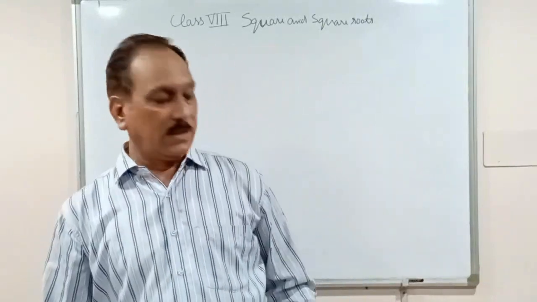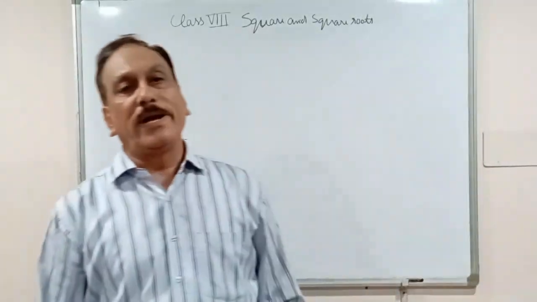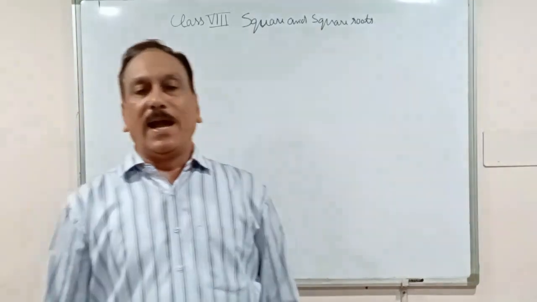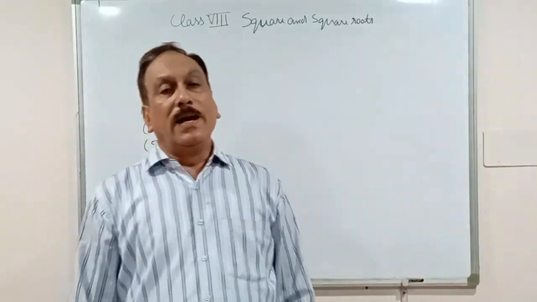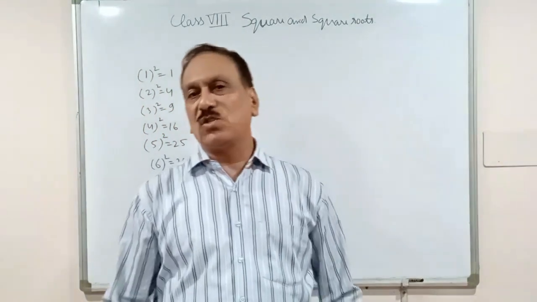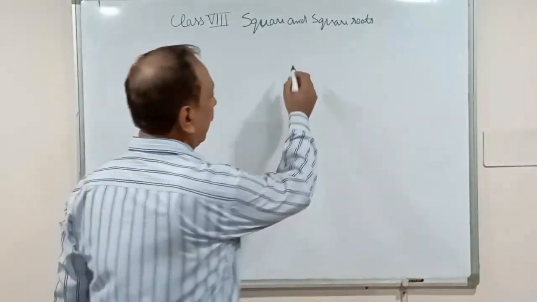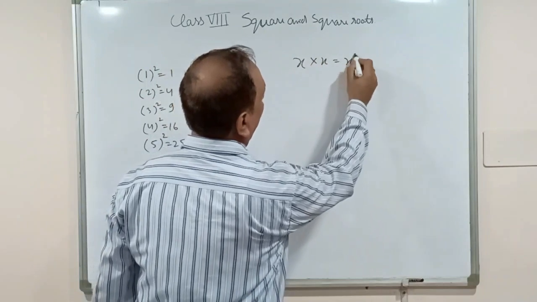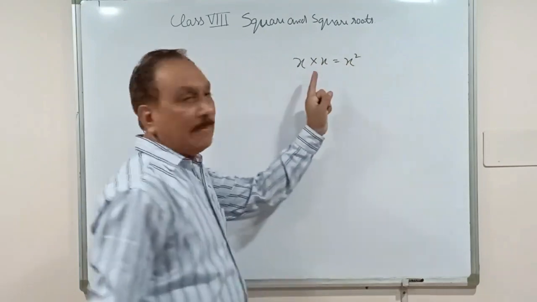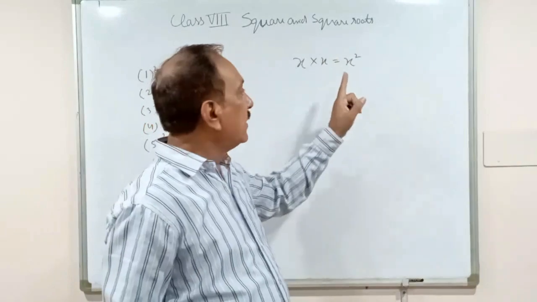Good morning, students. Today we start squares and square roots for class 8th standard. What is a square? A number multiplied by itself is a square. That number is x, multiplied by x, this is x square. A number multiplied by itself, कोई number खुद से multiply हो, this is a square.